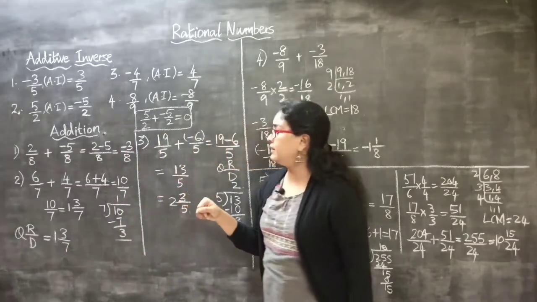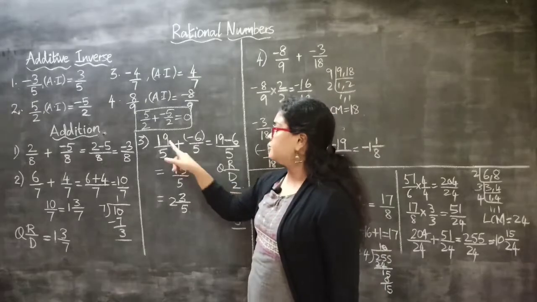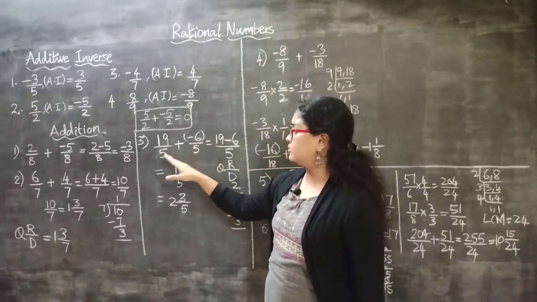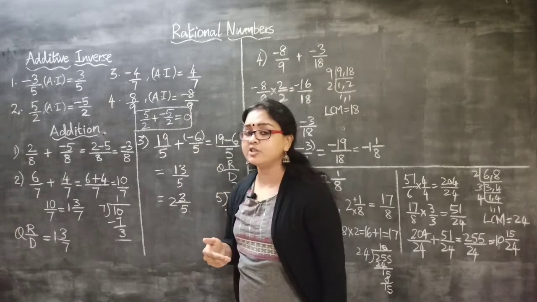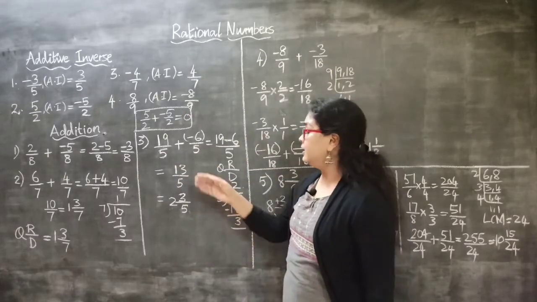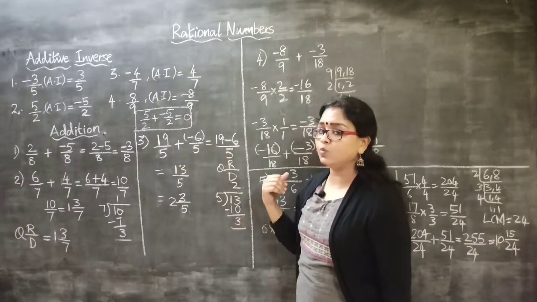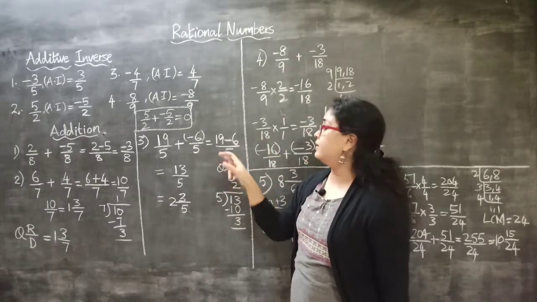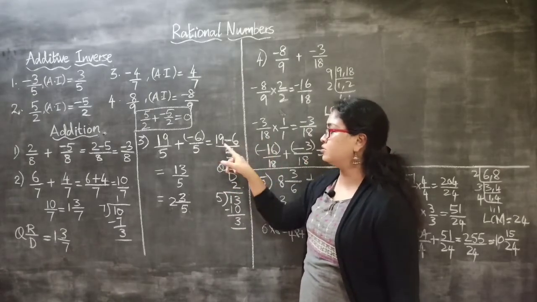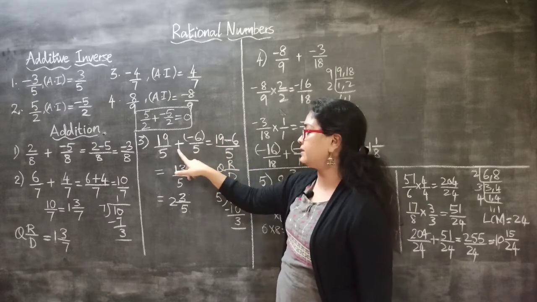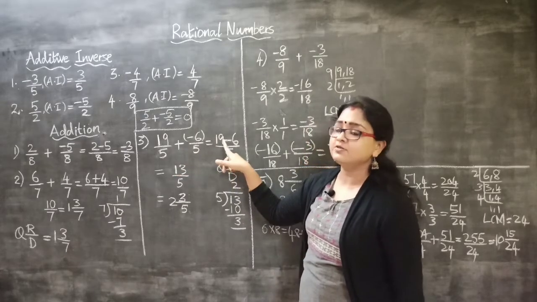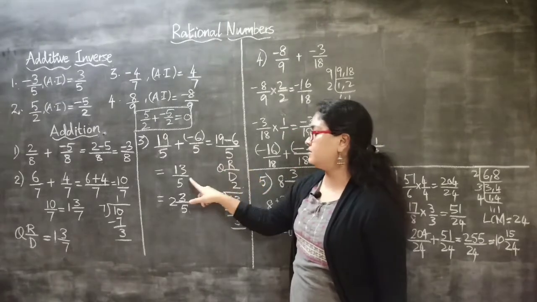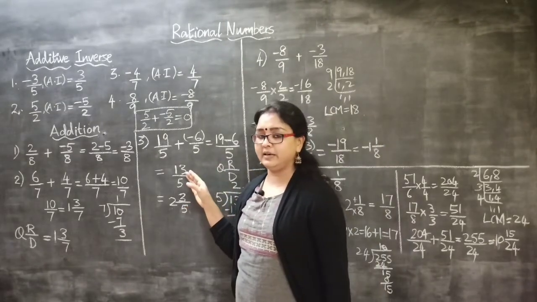Next example here is the third question. 19 by 5 plus minus 6 by 5. These two again have what, children? The same denominator. So when both have the same denominator, what do we have to do? Just add the numerators. So 19 minus 6, because plus into minus is minus. 19 minus 6 is 13 and the denominator is 5. So here also the denominator is 5.